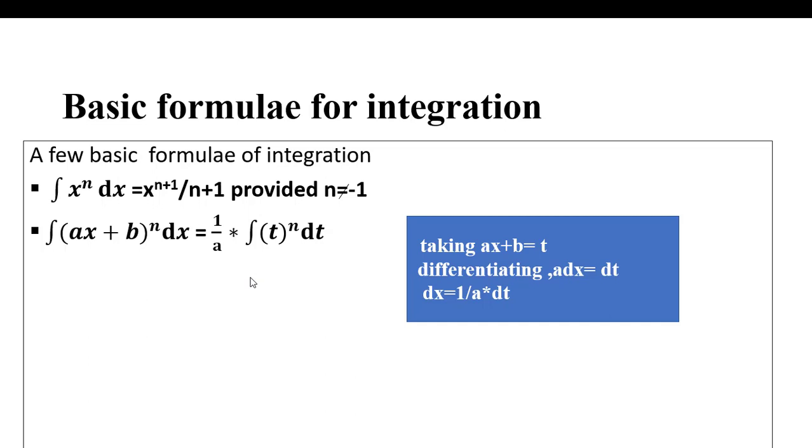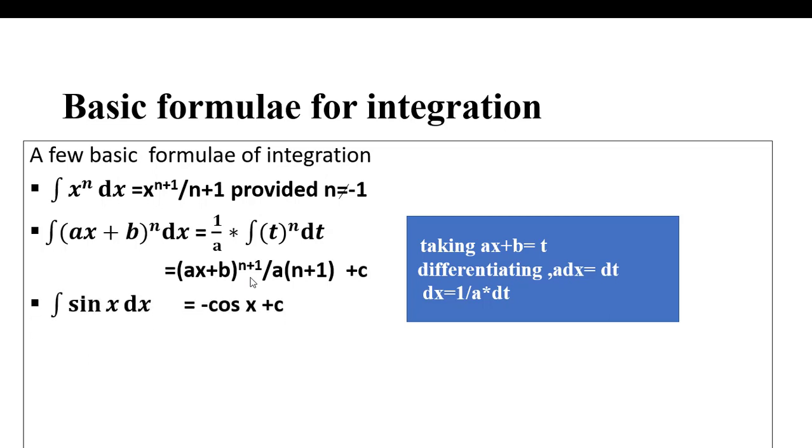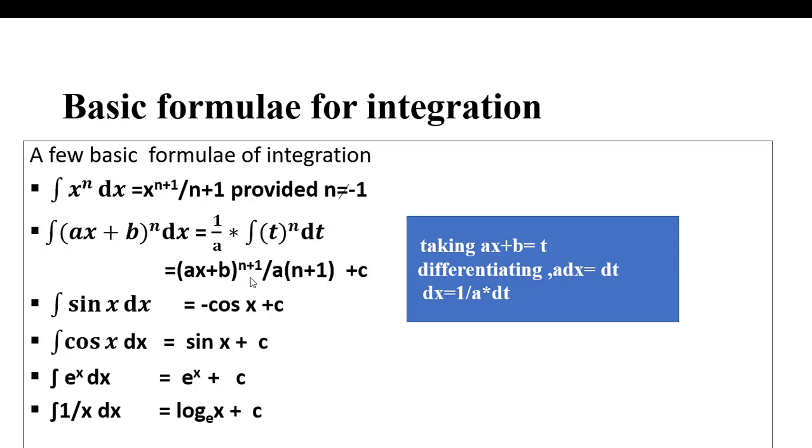On putting the values in place of ax plus b and dx, we get 1 by a into the integration of t raised to the power n dt. By using the formula that the integration of x raised to the power n dx is x raised to the power n plus 1 divided by n plus 1, where x is t, we can write (ax plus b) whole raised to the power n plus 1 divided by a into (n plus 1), plus a constant of integration. Integration of sin x is minus cos x. Integration of cos x is plus sin x plus constant. And integration of the exponential function e raised to the power x is e raised to the power x plus constant. And integration of 1 by x dx is log base e of x plus constant.